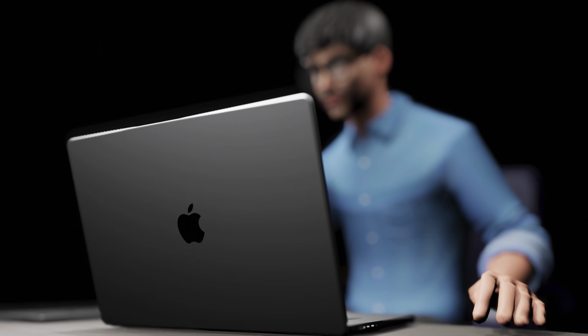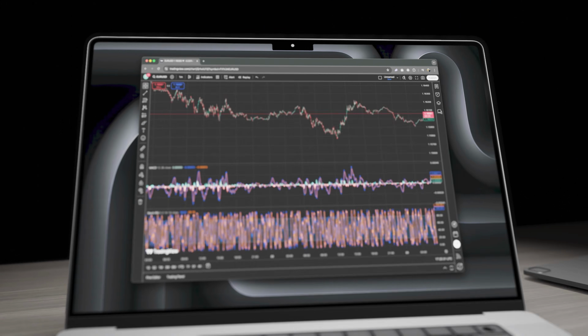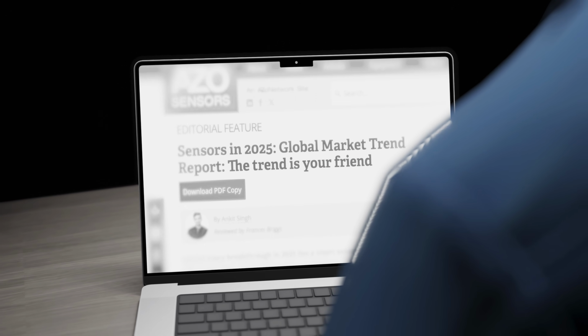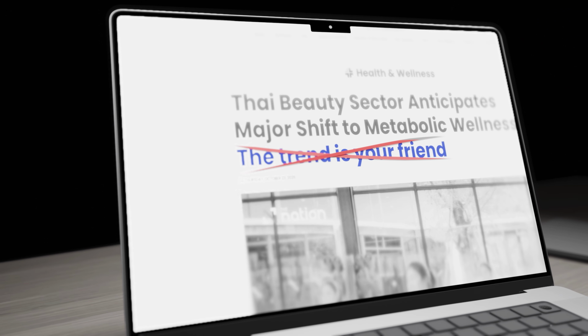Now, before alarm bells go off in your head and you start thinking, well, I trade the trend, I trade market structure, I trade XYZ, all of these things that you've been told, like the trend is your friend, are ultimately leading to your demise. Because if it was so simple to just buy the trend if it's bullish, sell the trend if it's bearish, then why would the majority of traders fail?